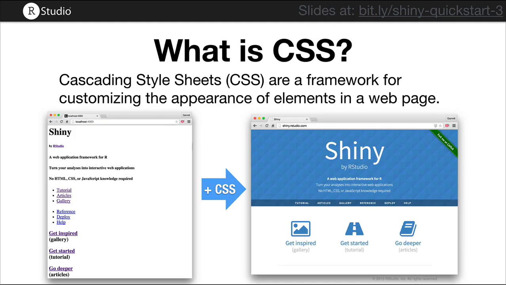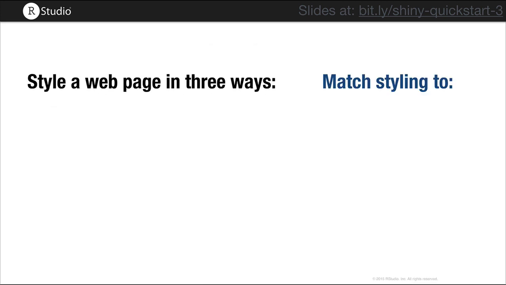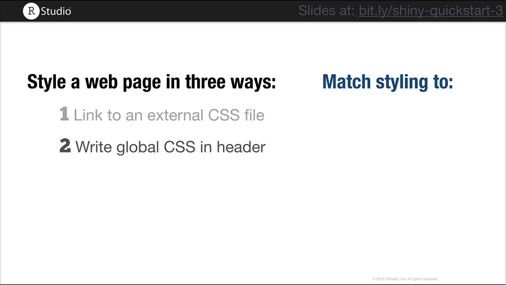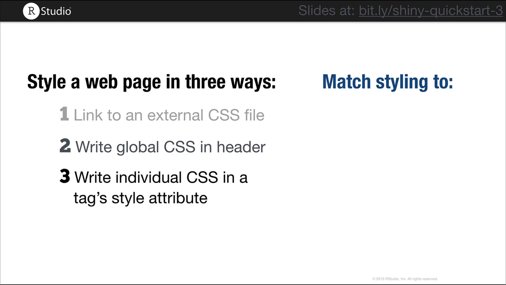Well, that's certainly a mouthful, and that's a lot to take in if you've not used CSS. I don't expect you to get CSS out of this webinar. There's certainly no time. There's barely time to cover what's left. But here are the big themes you can use to guide you as you style Shiny apps. You style a web page in 3 ways. You could link to an external CSS file. You could write global CSS in the header, in between the style tags, or you could write individual CSS in a tag style attribute. So for example, when I said style equals color green.